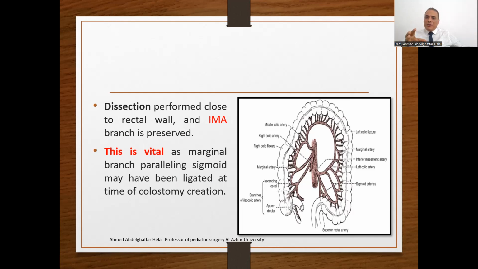As in anorectal malformation, a colostomy may be performed, and this colostomy will ligate some of these communications and disrupt these marginal vessels. So if you decide to pull through the distal rectum, you must preserve the inferior mesenteric artery to guarantee that there is an adequate blood supply to the distal bowel.